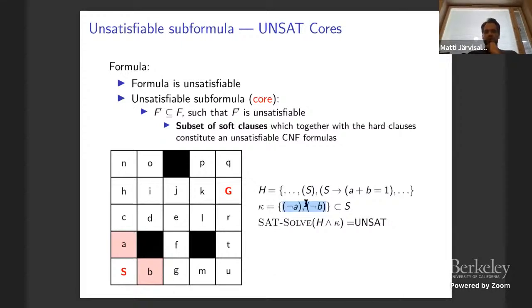So now, if you add these clauses and the hard constraints, the solver will say unsat, and one of the cores it can return is exactly the clause consisting of the negations of these unit clauses. That's a core, because what the core is really stating is that any path that goes from S to G has to go through A or B. So you cannot satisfy both of these soft clauses. That's an unsat core in MaxSAT.